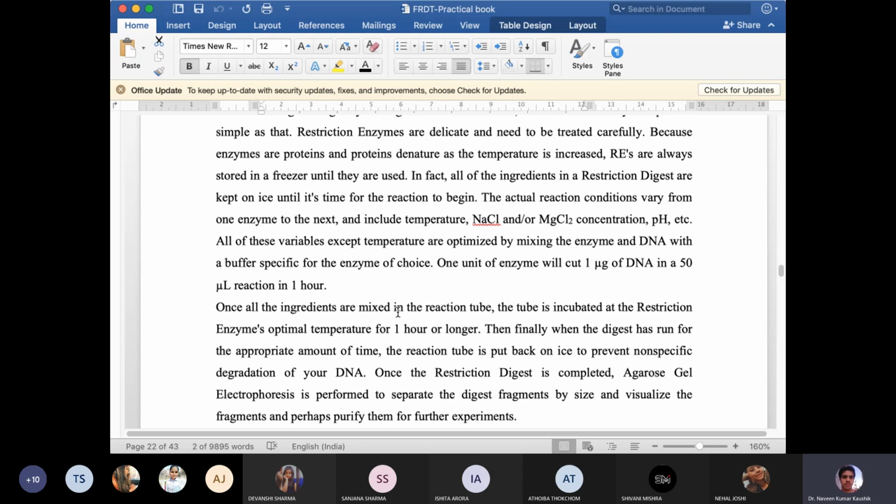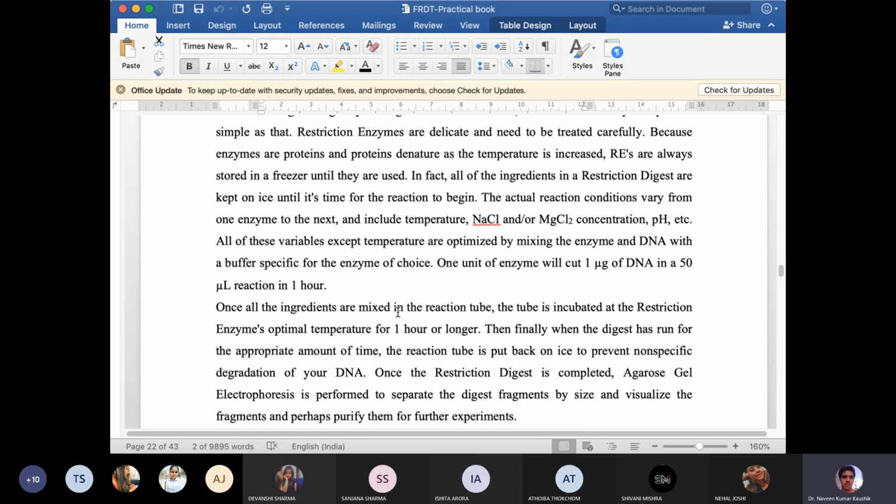So how much DNA you want to cut determines your requirement, and what volume you are going to make. If you want to go for a large volume of reaction, then you may need a bit larger amount of enzyme also. But the main thing is the amount of your DNA. If you want to restriction digest 5 micrograms of DNA, then you need 5 units of enzyme so that you can get it done in 1 hour.